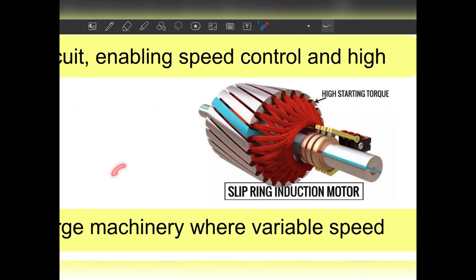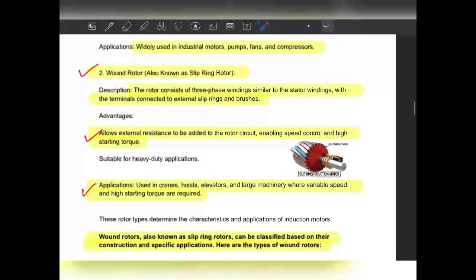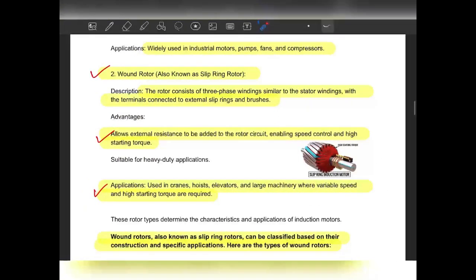For a high starting torque motor, we generally make this arrangement. We provide the slip ring with the external resistance. By varying the resistance, we increase the starting torque. For motors used in cranes and elevators, where the starting torque needs to be very high, that's why we use the slip ring wound type rotor. You understand it very well. There is another type, the double cage induction motor, I will explain later.